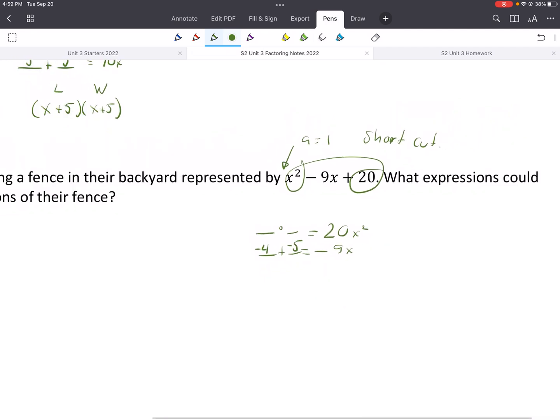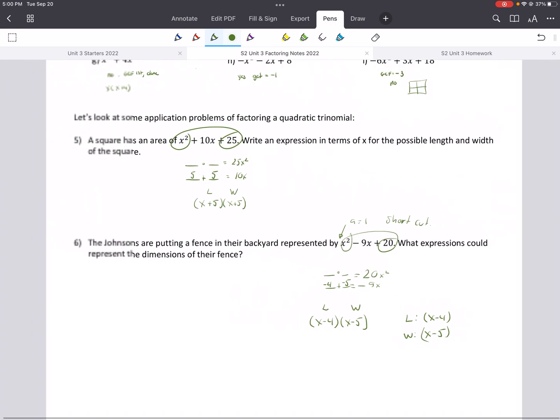And we can use the shortcut. So we've got x minus 4, x minus 5. Again, that could be like your length, that could be your width. Okay, if it had it like this, maybe like on a test, then you would just write like x minus 4, and then the width could be like x minus 5. Okay, alright, so that's it.